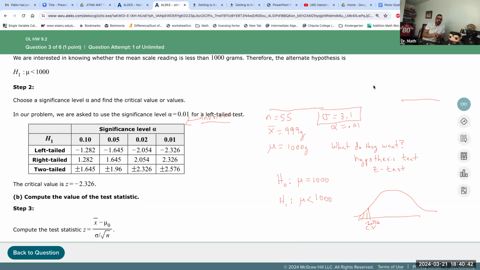All right. So do it with me. Stat, test, and it's number one, z-test. And again, I already have a video on this. The first one, your mu is 1,000. Your population standard deviation is 3.1. Your X bar is 999. And your N is 55. And we are using the middle one because it's a left tail test. So make sure that middle one is highlighted.